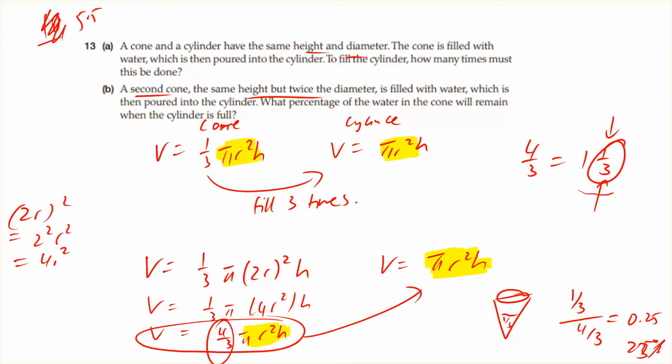Originally in the cone we had 4 over 3, but now we have a third left, so a third out of 4 over 3 happens to be 25%. Notice it's a bit confusing. I'm happy to go over it in class later on. Hopefully that helps.